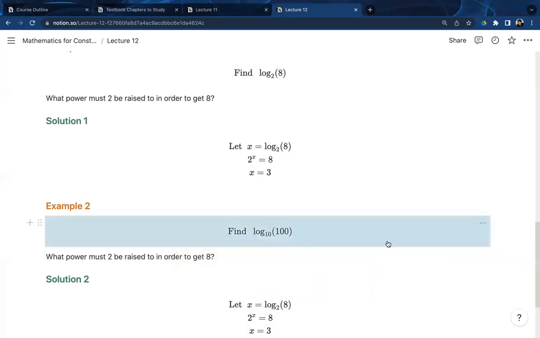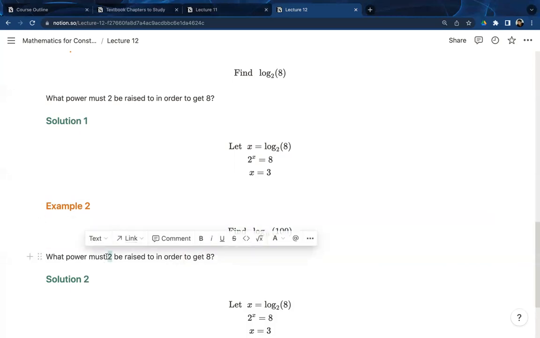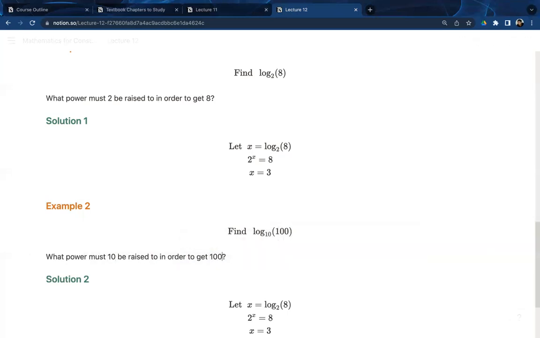So what is the logarithm of 100 to base 10? Right? You're asking for a logarithm. So what power must 10 be raised to in order to get 100? That's what they're asking. 10 to what power is 100? Anybody?